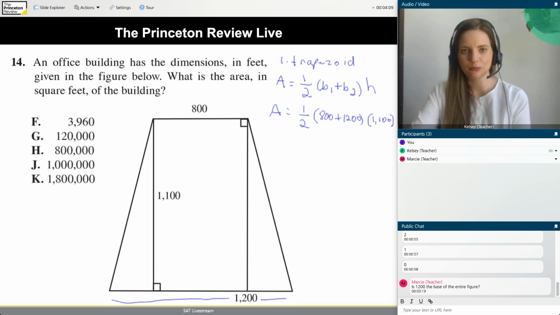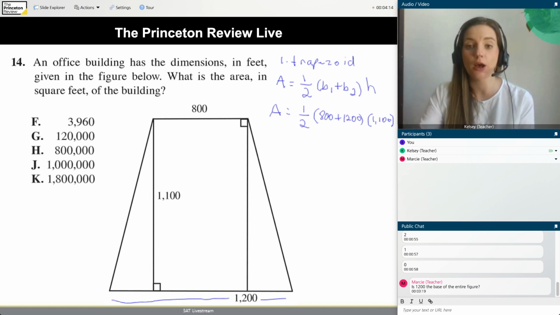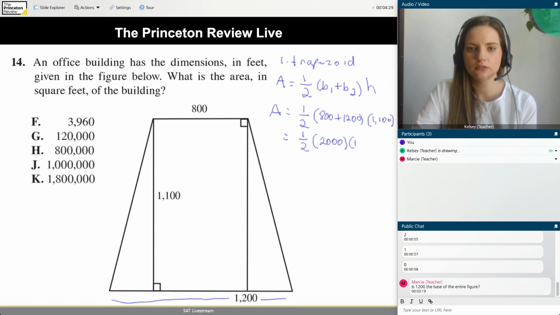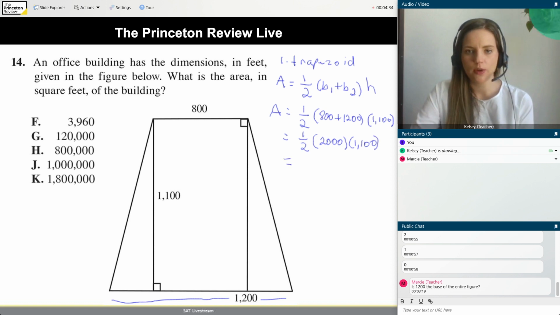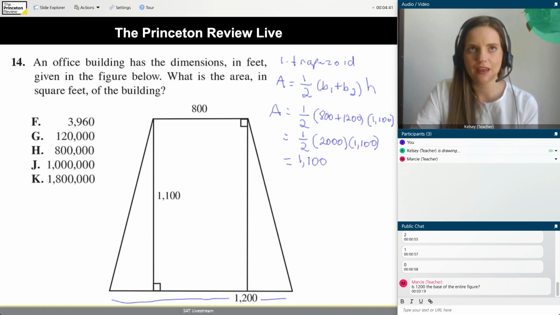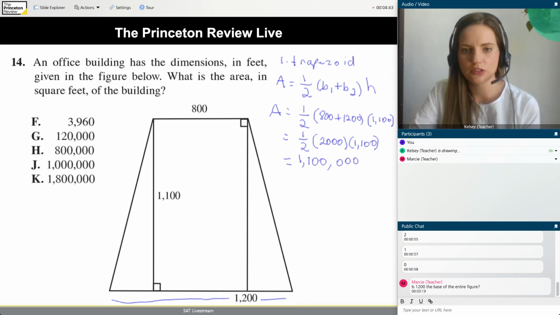If you remember with the ACT, you get to have your calculator for all the math questions. It's always a good idea to set them up on paper, but you can use your calculator to solve this one out. This is going to be equal to 1/2 times 800 plus 1200. That gives us 2000, right? And then 1100 over here. And calculate that all the way out. That's going to give us 1,100,000 and 3 zeros right there.